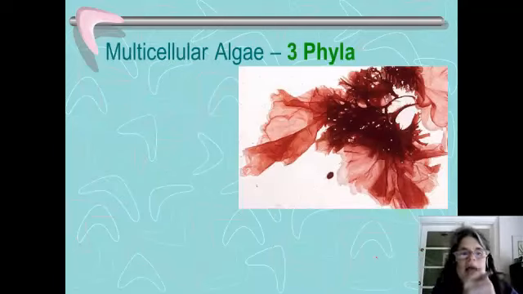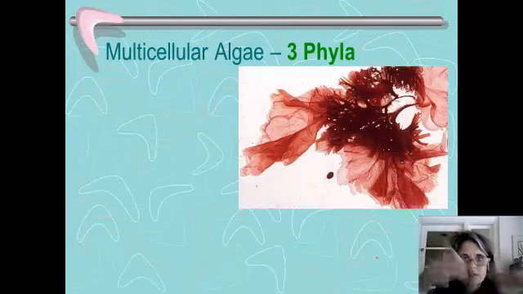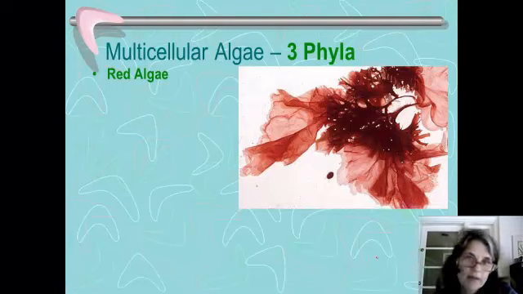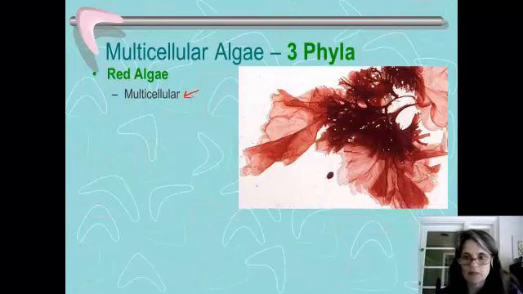All right, now for the multicellular algae, we're going to have 3 phyla of them, and they're basically named after the colors they appear to be. So the first type we have is red algae. All of these are multicellular, so these are big. You would find these washed up on the beach. You wouldn't need your microscope. Okay, these are all marine, meaning all salt water. Okay, all salt water groups.